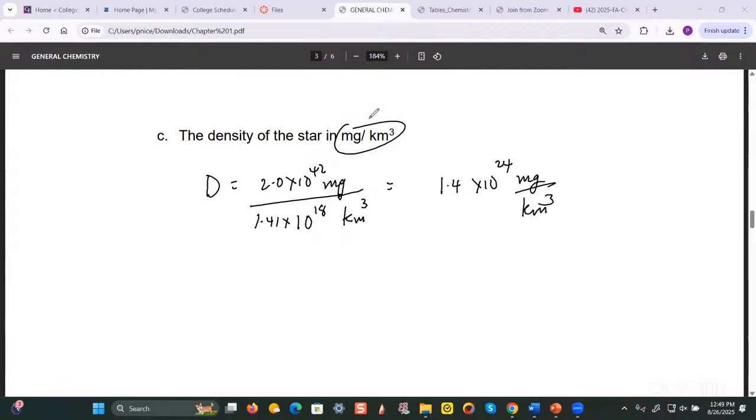Any questions about this one? Okay. How'd you get the 1.4 again? Because when I did that, I got 1.418 and some other digits. But I have to round this out to 2 sig figs because this is 2 sig figs right here, 2.0, and this is 1.41. So I have to round out to the lowest number of sig figs.